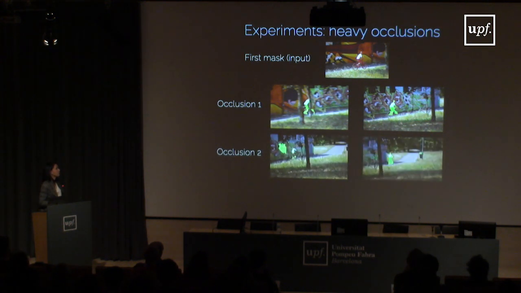And the same happens with other types of occlusions where we might get some errors. The nice thing about this is that the errors are, of course, not propagated to future frames. So we can actually recover from bad masks that we get in the past.